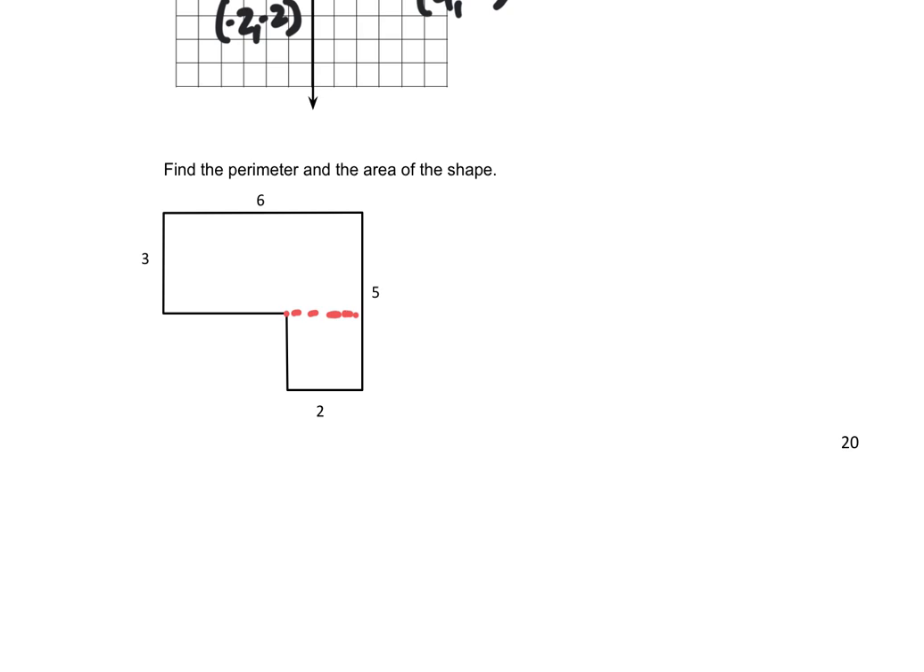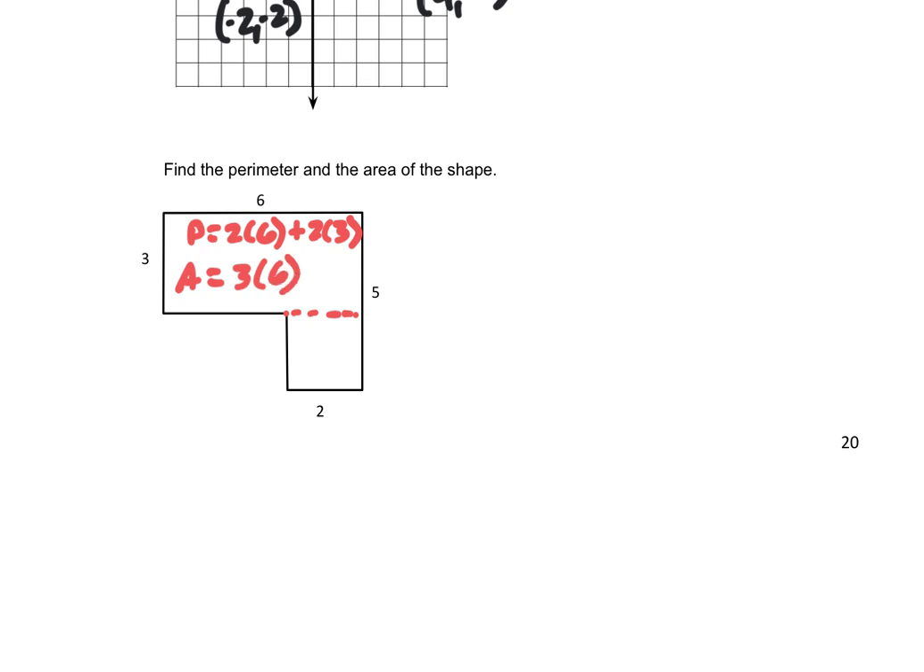Okay, so let's work with the top up here. What's the length and width of the top? Length is 6. Okay, what's the width? 3. Okay, so that would be 6 and 3. So for the perimeter of this top part, we would do 2 times 6 plus 2 times 3. What would I do to find the area of the top part? Length times width. So we would do 3 times 6.